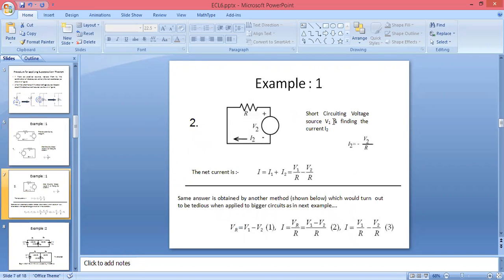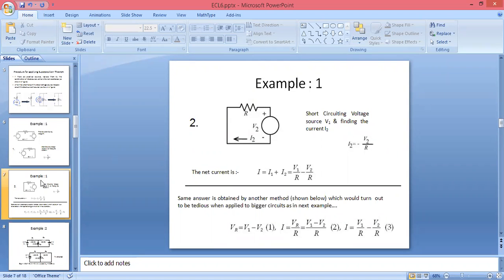Short circuit voltage V1 and find the current I2 flowing because of the voltage source V2. According to Ohm's law, we will get I2 equal to V2 by R. But as this is positive to negative, we are taking the clockwise direction, and in the resistor positive to negative is in the opposite side. That's why we are taking a negative sign here. So I2 will be minus V2 by R. We will get the values of I2 and I1.